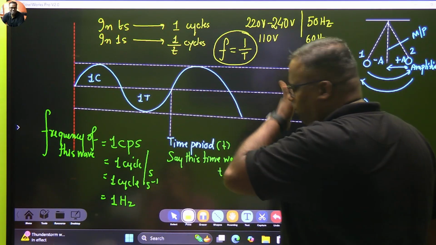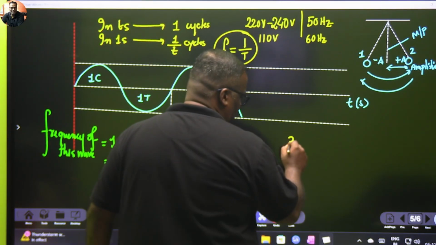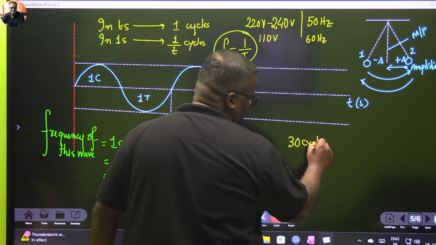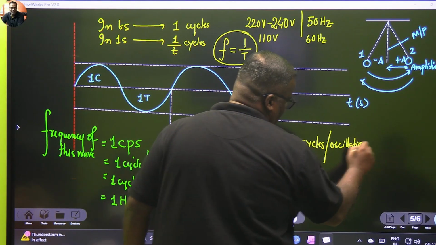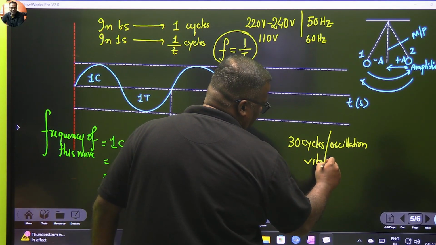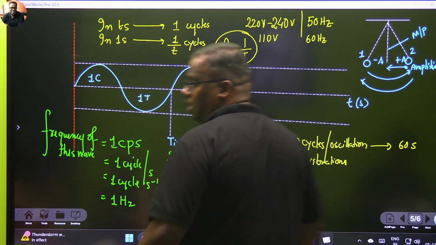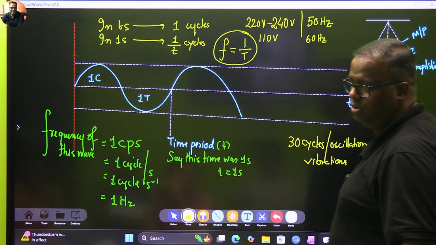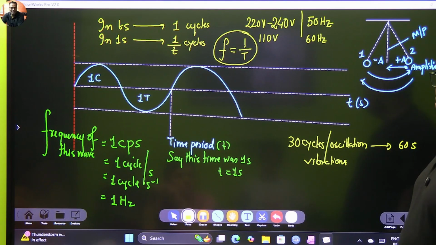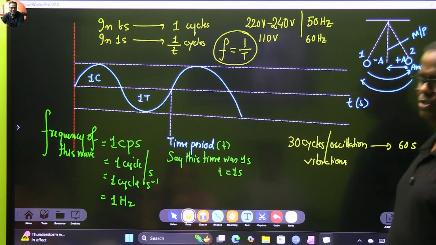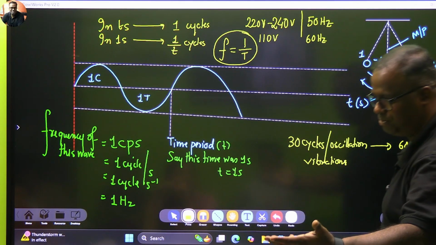Now let's find out the frequency. Now how to find out frequency? So we found that there are 30 cycles, or say 30 oscillations, or say these problems will come to you later on. 30 vibrations you are making in 60 seconds. 60 seconds में कितने vibrations मार रहे हो? 30 vibrations. Therefore, in 1 second, how much will you make? Half vibration. So what is your frequency? Half hertz. Half cycles per second.